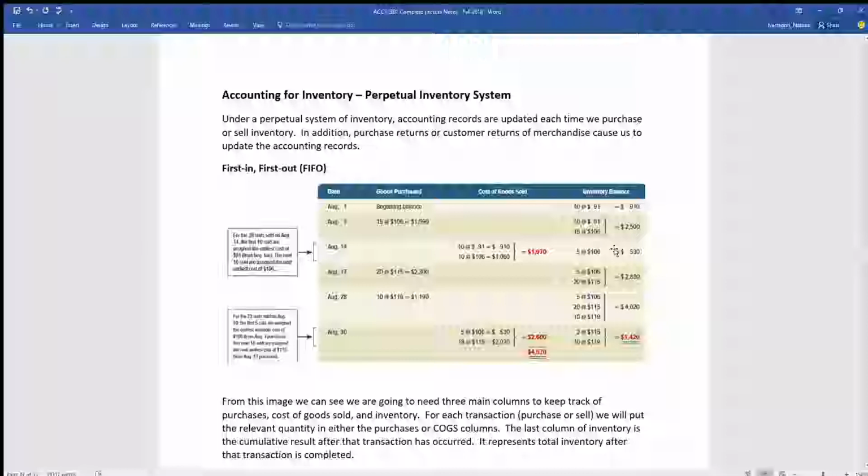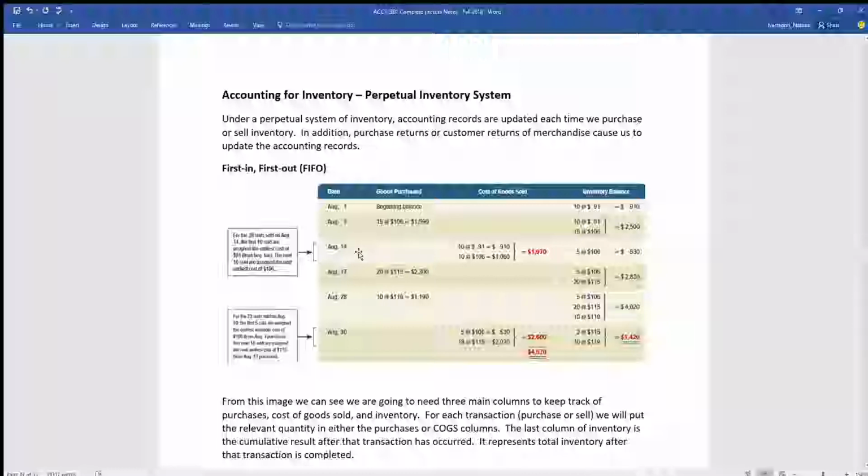Since this is FIFO and LIFO, we have to watch out. Notice that they are adding the two together, but they keep them separate. The reason why, again, is because we take the cost of these units as they were when they came into us.